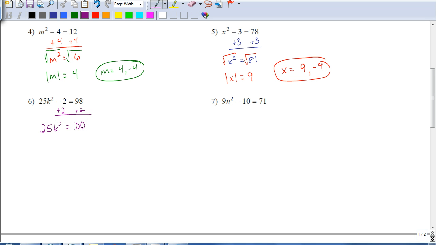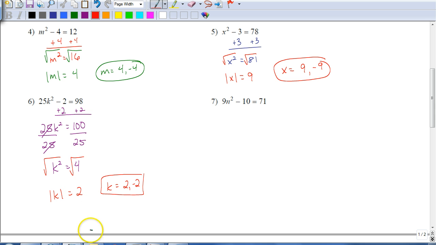So don't take the square root yet. We want to get the k squared by itself. So I'm going to divide both sides by 25. So now I have k squared equals, and 100 divided by 25 is 4. Now I can take the square root of both sides. Again, the square root of k squared is the absolute value of k. The square root of 4 is 2, so that means k equals 2 and negative 2. I need to see all your work just like what I just did. So why don't you guys try the next one on your own? Pause the video and hit play when you're ready to check your answer.